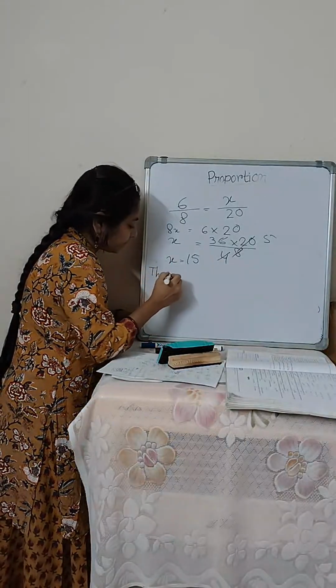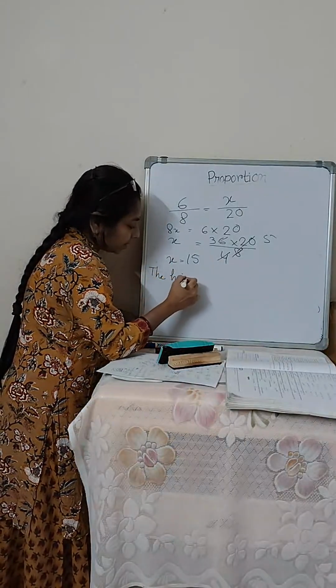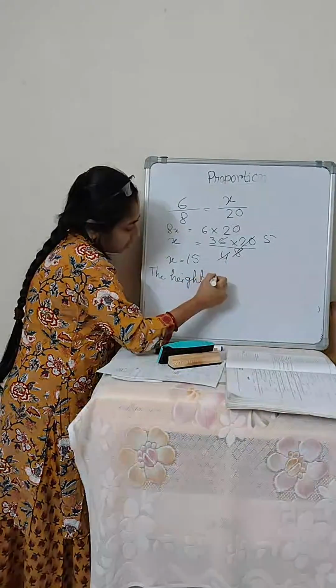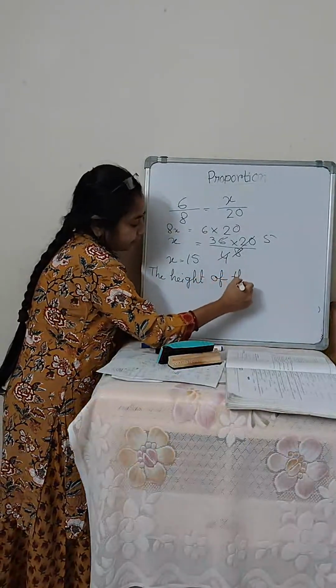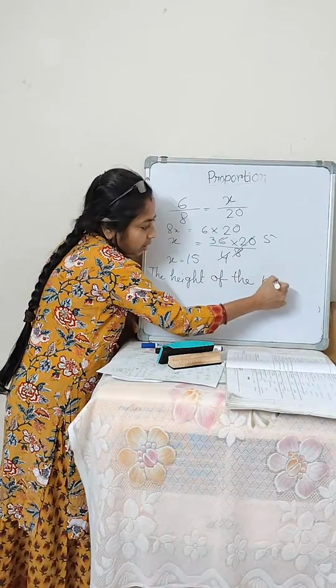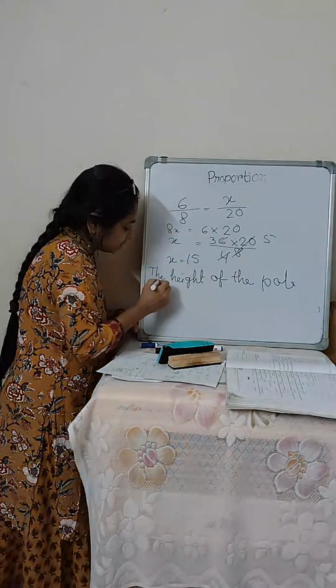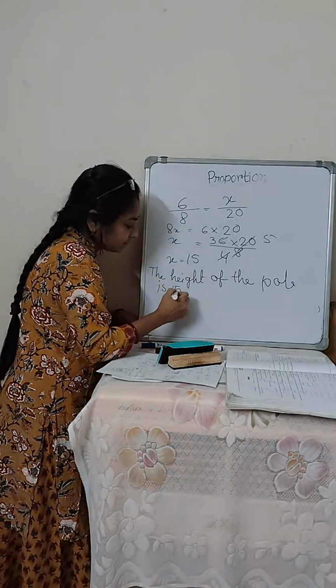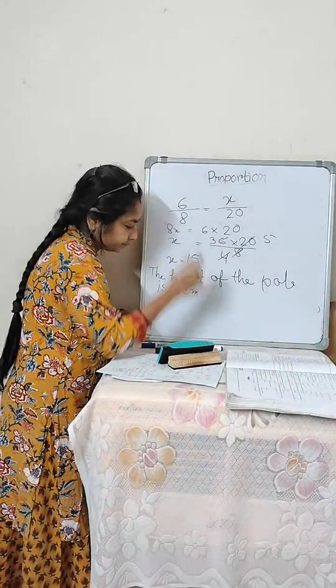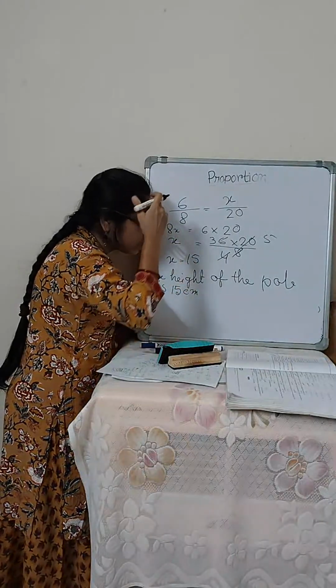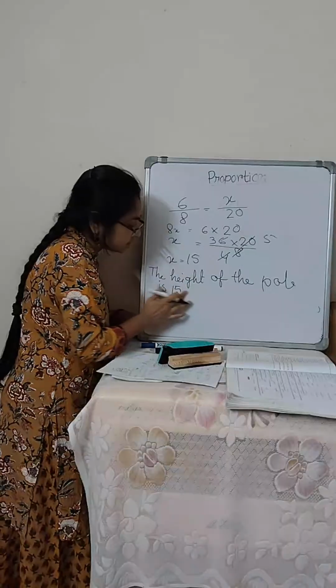The height of the pole is 15 centimeter. No, the unit is not centimeter. It is meter.